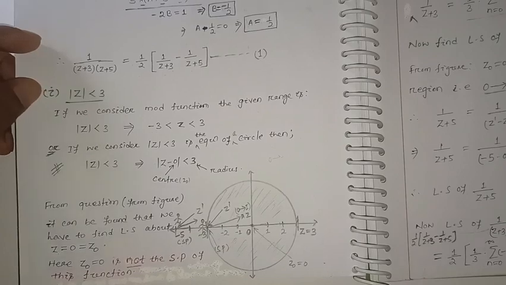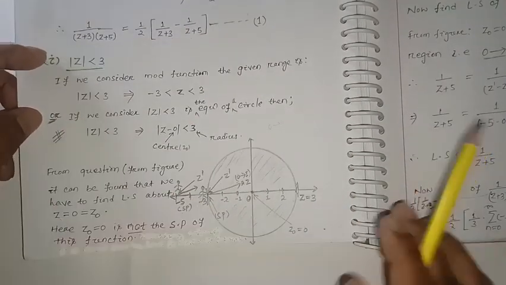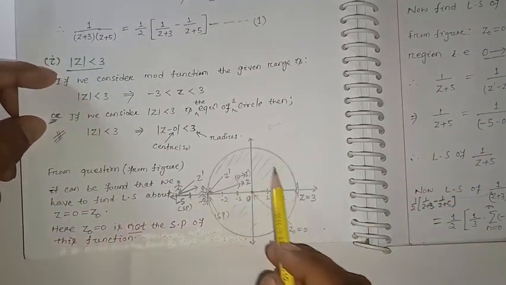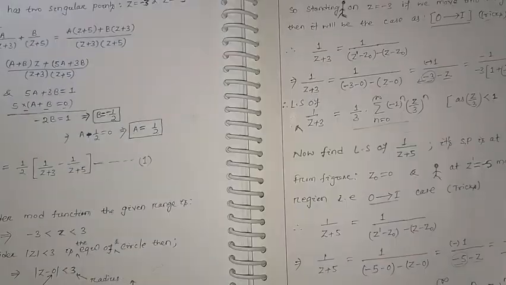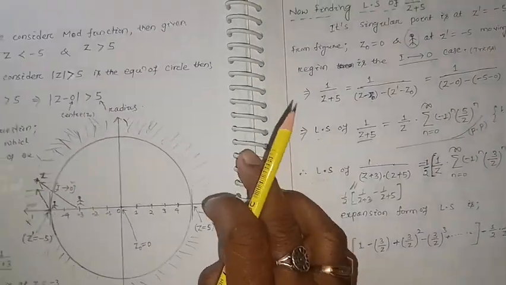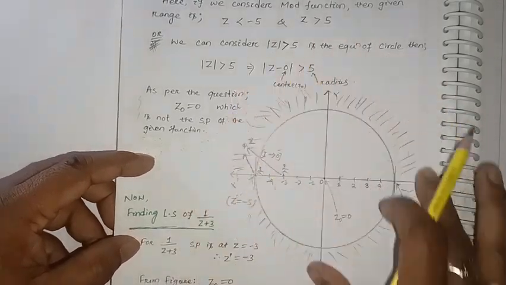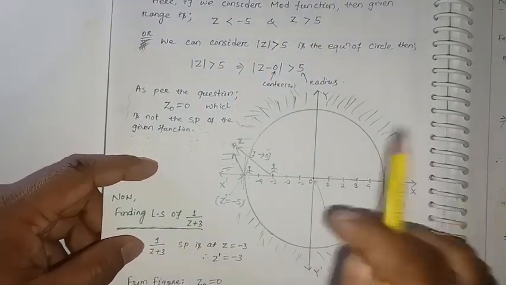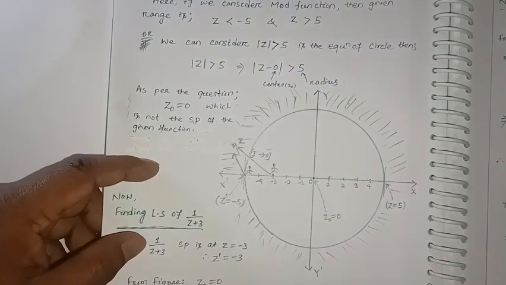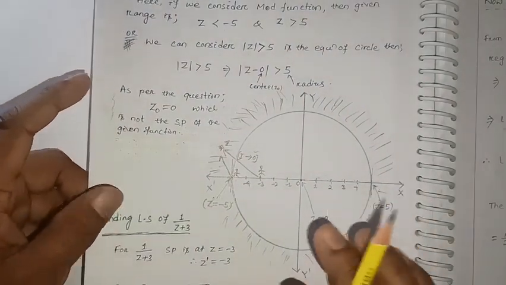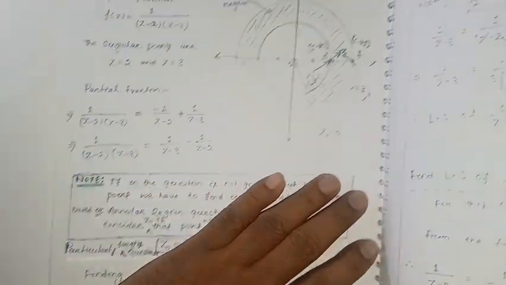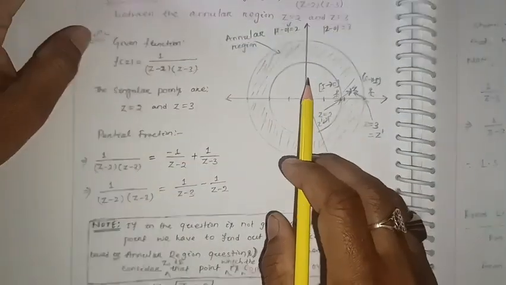We have evaluated it. Mod z less than 3 means the range minus 3 to plus 3 is the region. And here mod z greater than 5 means below minus 5 and above plus 5, that is the outer region. And I told that for region-based questions, the figure is most important. I am going to show you the previous question here.